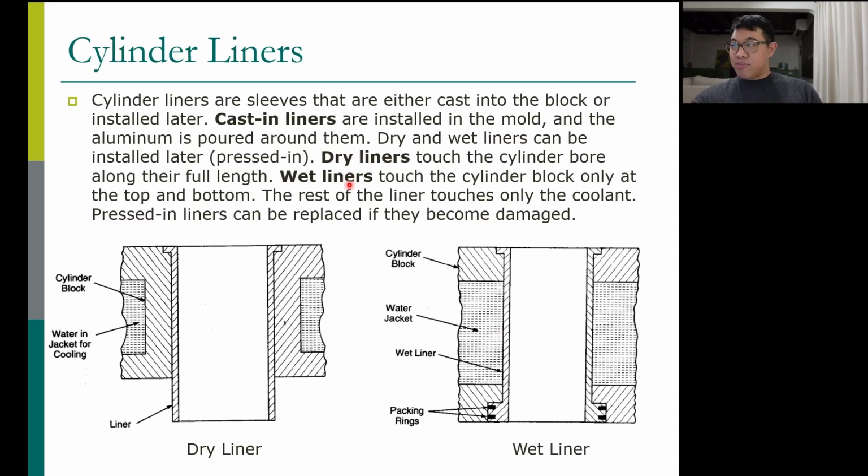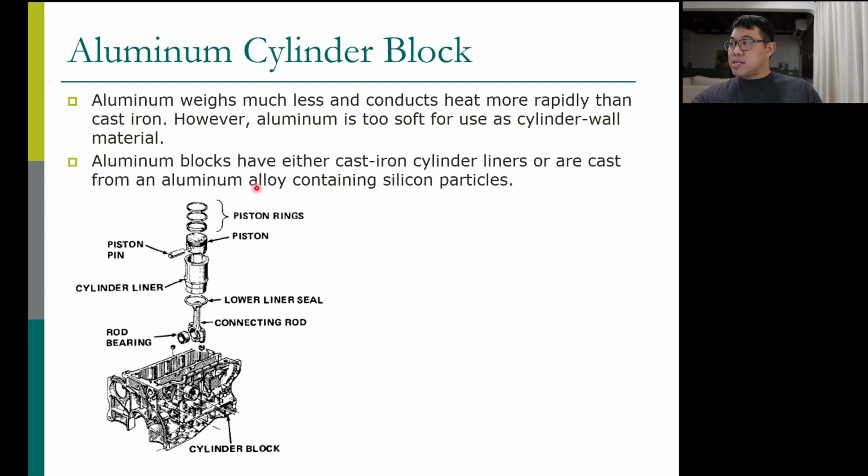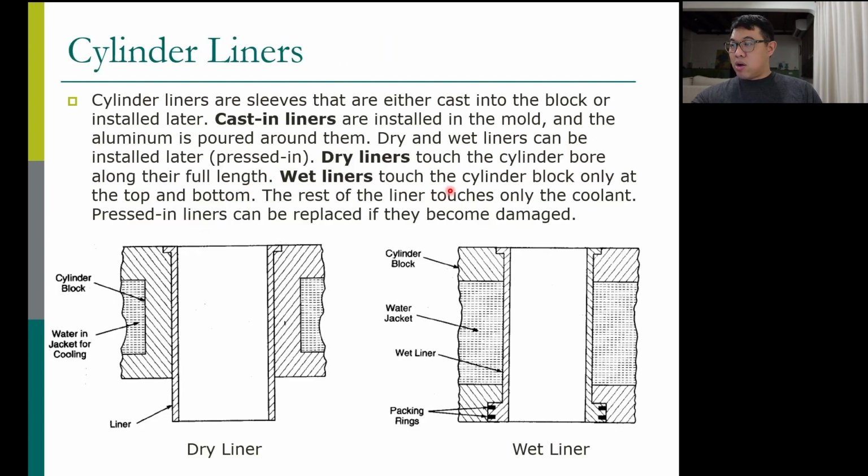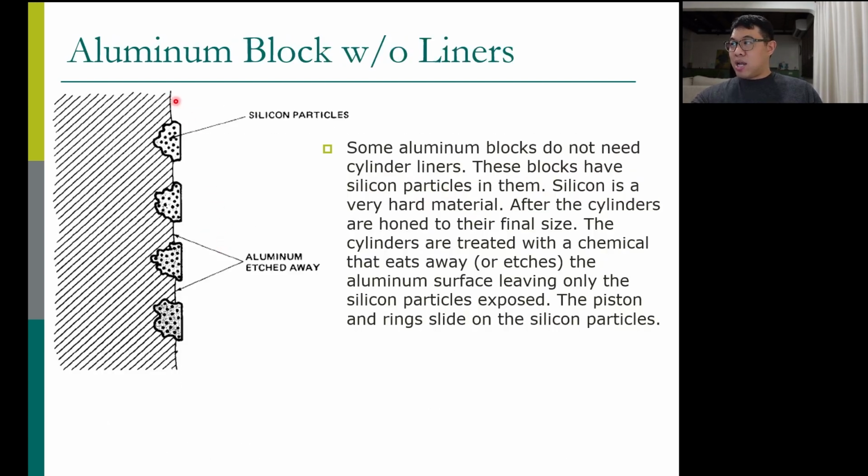Now that's the first option. The second option is using aluminum alloy containing silicon particles. This is what it looks like. When you have molten aluminum alloy, you put some silicon particles there. Silicon is made from sand, which means it is very strong. It's like stone, right? So you put a powder of silicon in the liquid aluminum alloy before you pour it into the mold.